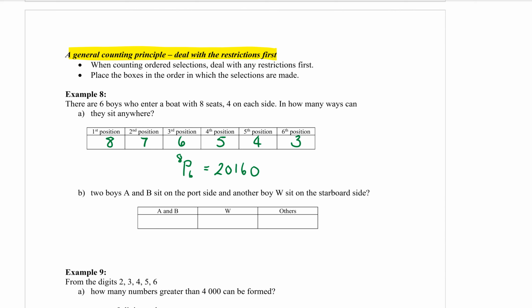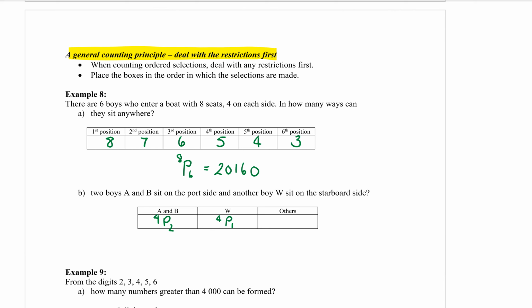So deal with the restrictions first. Those 2 boys, we're going to give them first choice. Here they come onto their boat. They have to sit on the left. How many choices do they have? 4. So let's go 4, and out of the 2 boys, they have to choose there. So there's 4P2 choices for those 2 boys. Then we had another restriction. We had another boy who had to sit on the right side. How many choices does he have? 4. He has 4 choices, and there's only one of him choosing though, right? So 4 choices, one boy's got to make that choice.